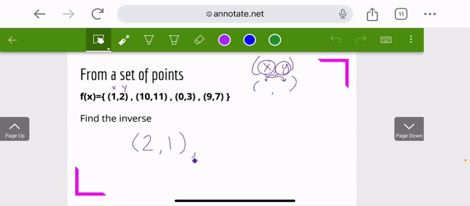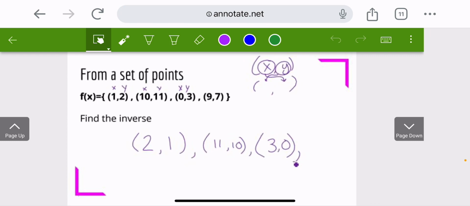And we're going to look at the next point. Again, I have an x and I have a y. So I'm going to take my x, I'm going to take my y, and they're going to change places. So 10, 11 becomes 11, 10. X, I have a y. Well, 0, 3 becomes 3, 0.